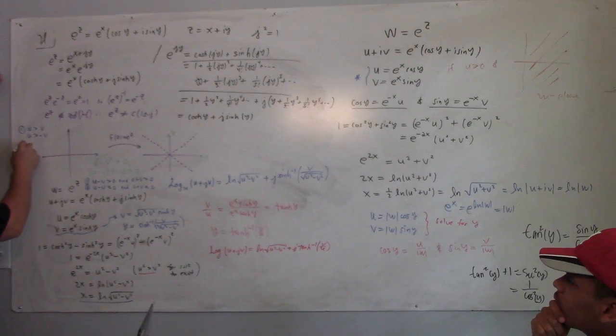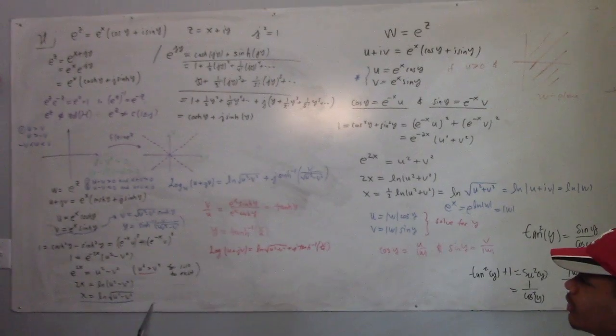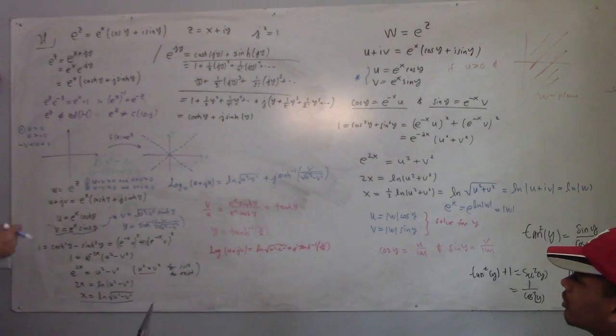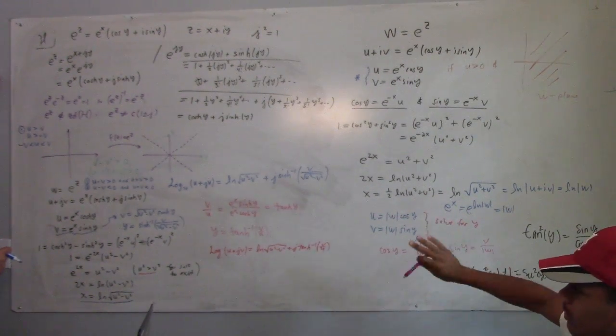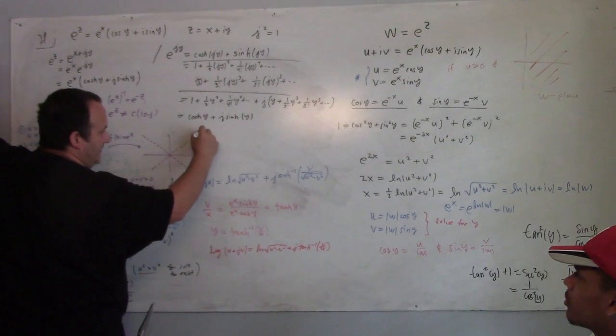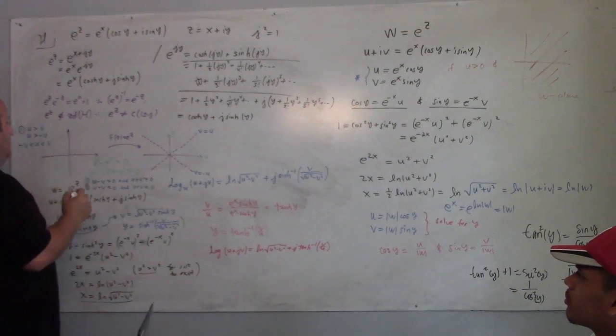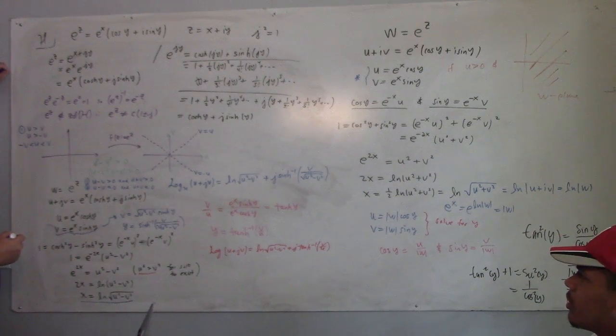Minus v is less than u is less than v. So you're restricted to the whole right side, under the zero divisors. Yeah, so this line here is v equals u, right? This is v equals minus u. So yeah, that whole section right there, outside of the origin.